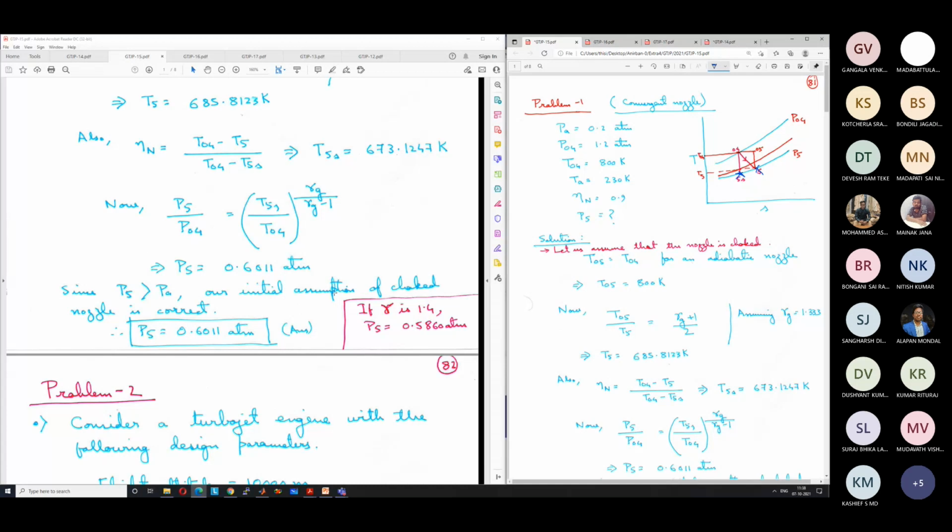Say the atmospheric pressure is given as 0.8 atmosphere. In this problem, atmospheric pressure is given as 0.8 atmosphere. What will be the value of P5? Will it be 0.6011 atmosphere or 0.8 atmosphere?